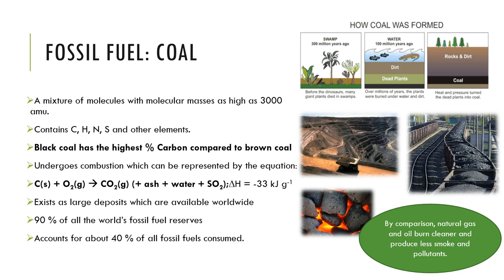So coal's going to be the first one that we look at. So coal has a number of different considerations that go along with it. We just saw how it has formed over time, heat, pressure, millions of years, we end up with coal seams. So this is what we have here. Okay, it is a mixture of molecules with masses as high as 3,000 atomic mass units.